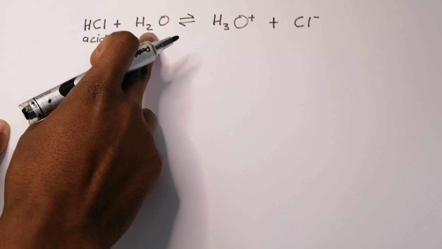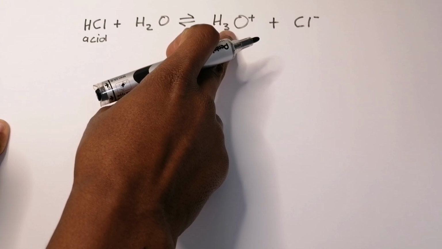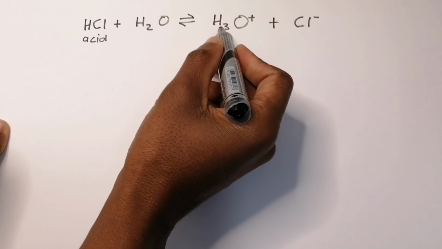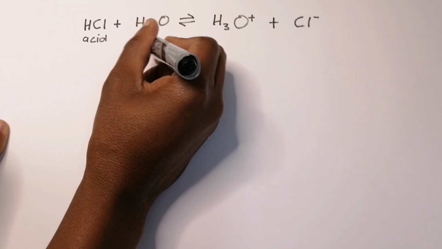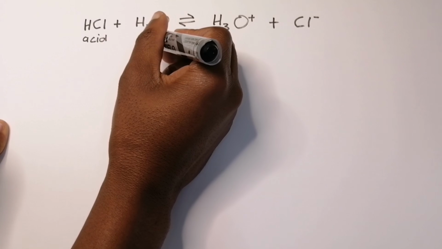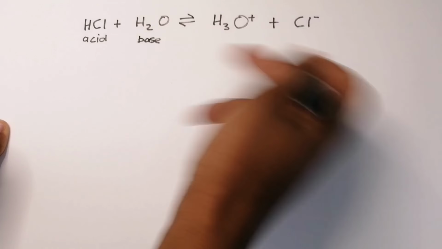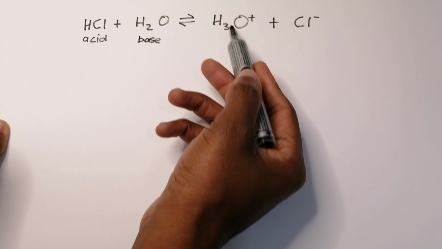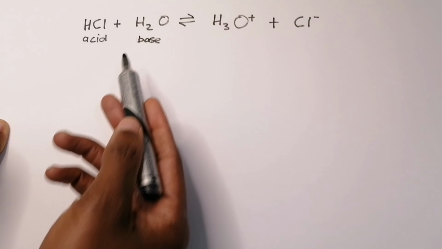Now, what happened to H2O? It started as H2O, and it becomes H3O plus. So what did it do? H2O must have accepted a proton, and because it is a proton acceptor, an H plus acceptor, this must be the base, right? If you take the reverse reaction, H3O plus starts as H3O plus, but what does it become on the other side? It becomes H2O, right?